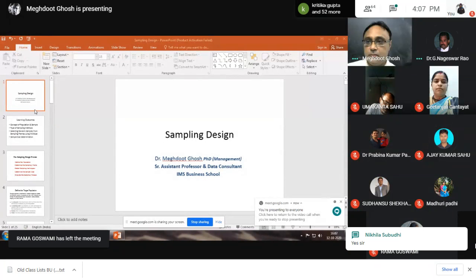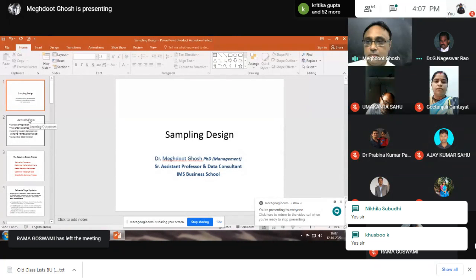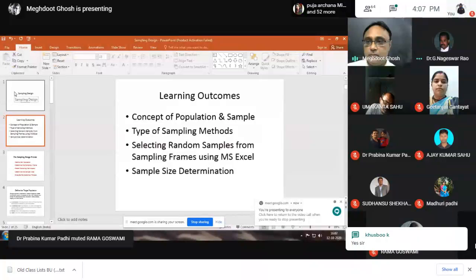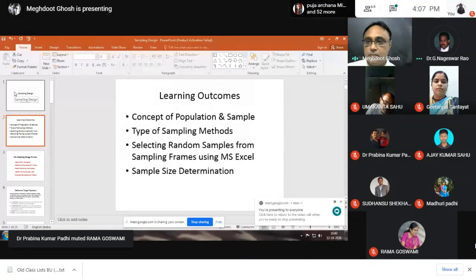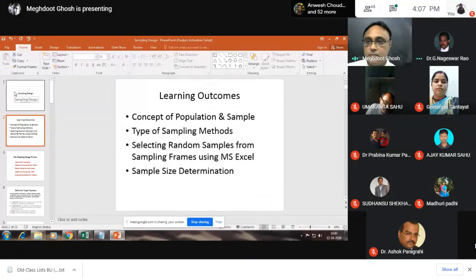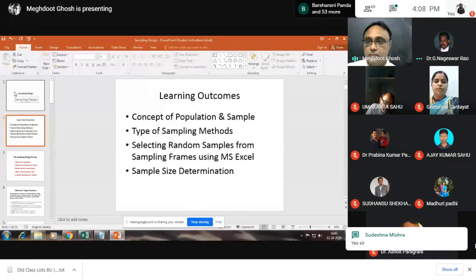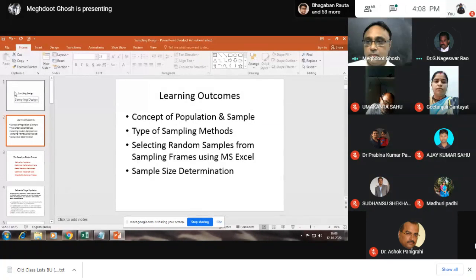Okay, you see, first we will come to our learning objectives, learning outcomes. After the session, what are the things that you will come to know, and what are the things we are going to discuss? The first is the concept of population and sample. Then the second one is the type of the sampling method. What are the different sampling methods that you are going to use, and why? Next is selecting the random samples from sampling frames using MS Excel. And the last one is the sample size determination. So these are the outcomes that you will mainly be getting out of this particular lecture session.